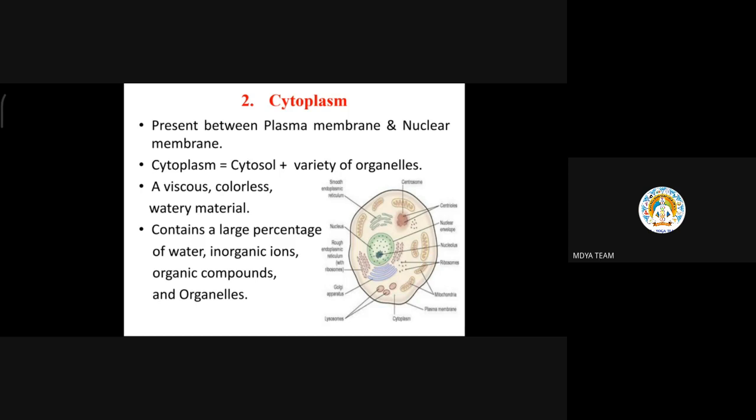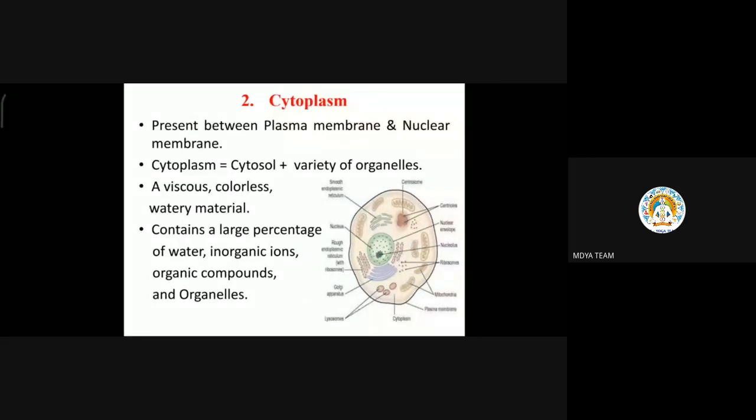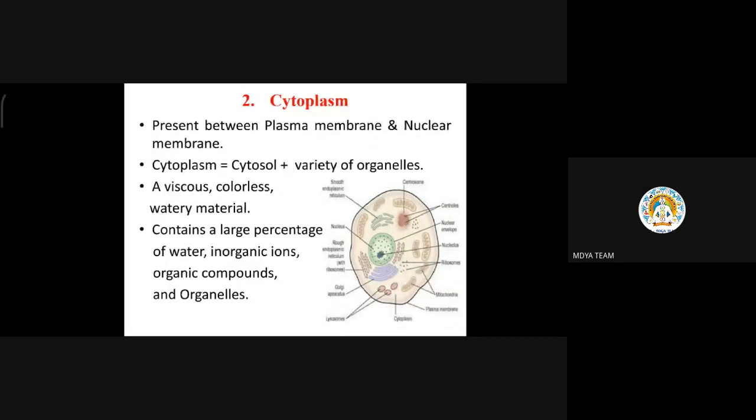Cytoplasm contains organelles. When we talk about cytoplasm, it means the jelly-like structure known as cytosol plus the cell organelles. So cytoplasm is equal to cytosol plus cell organelles. And cytosol is only the jelly-like structure of the cell in which organelles are floating.